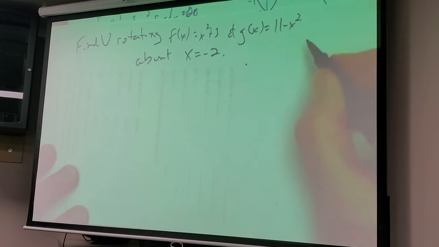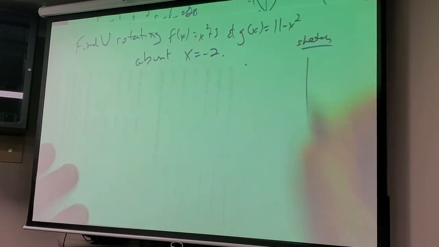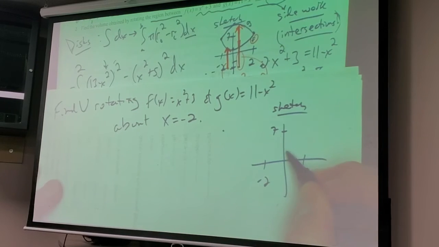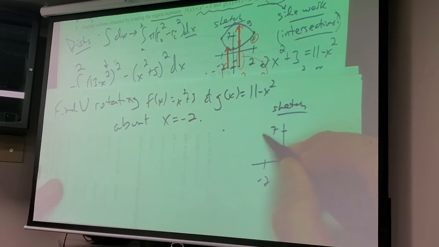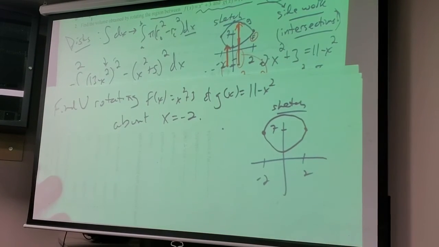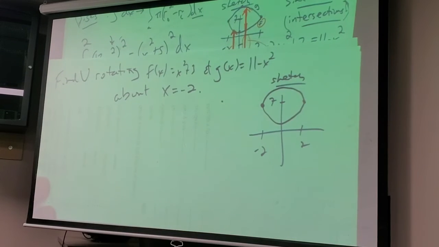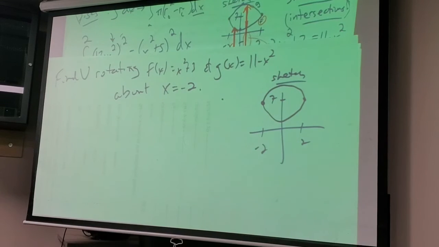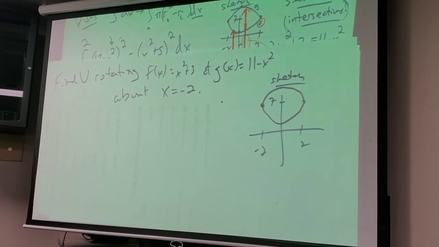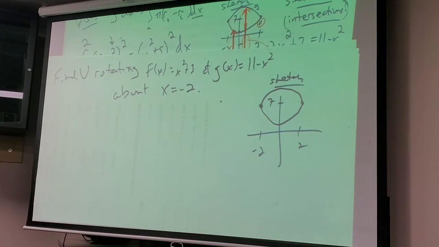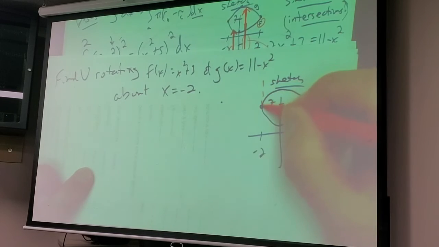So it's going to look like, so we still have all the same stuff. It's still -2 and 2. It's still 7. Let me graph this thing. So it's something like this. Okay. So now our axis of rotation is x equals -2.